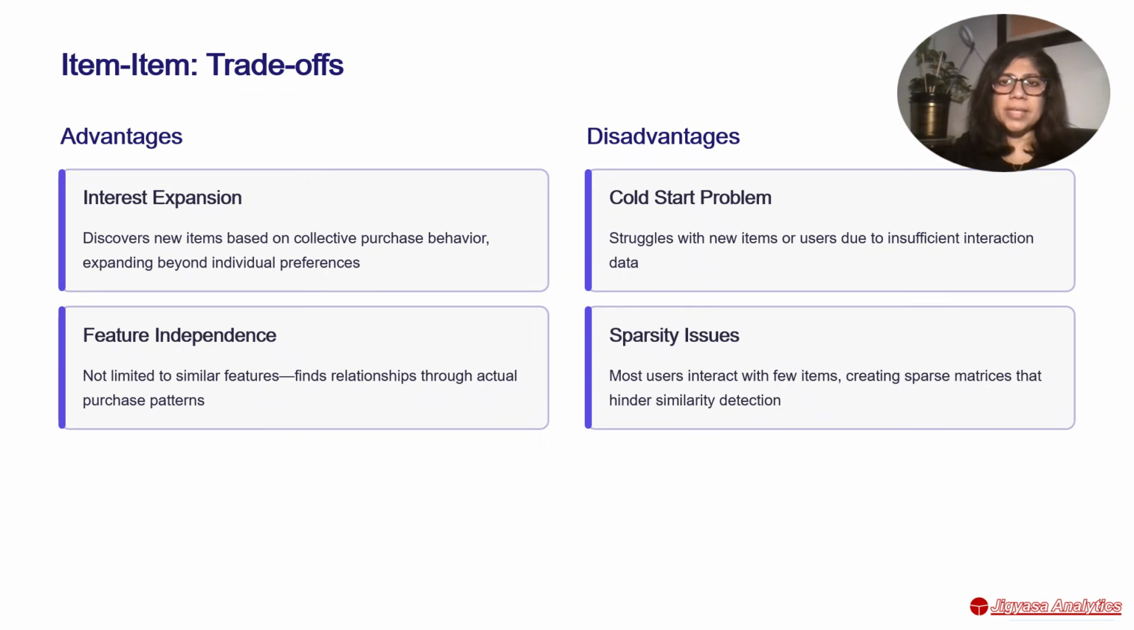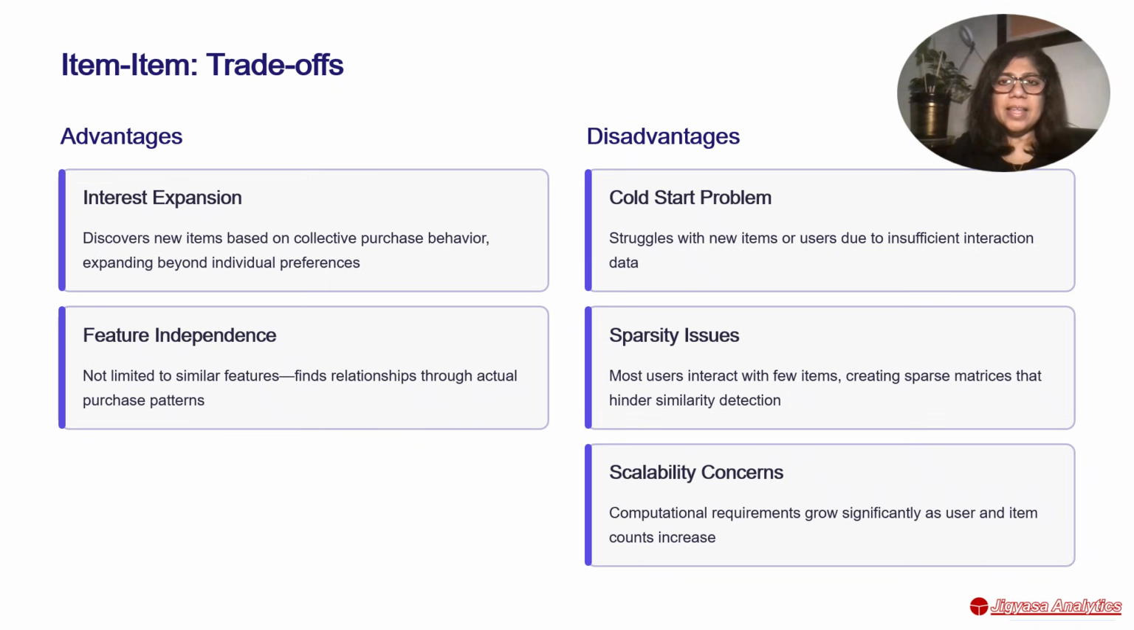The other problem is the issue of sparsity. User item interaction matrices are often sparse, meaning that most users have rated only a small fraction of items. This sparsity can make it very difficult to find similar users or items. Lastly, there is the problem of scalability. As the number of users and items increases, the computation required for this item-item similarity method can grow significantly, leading to scalability issues.